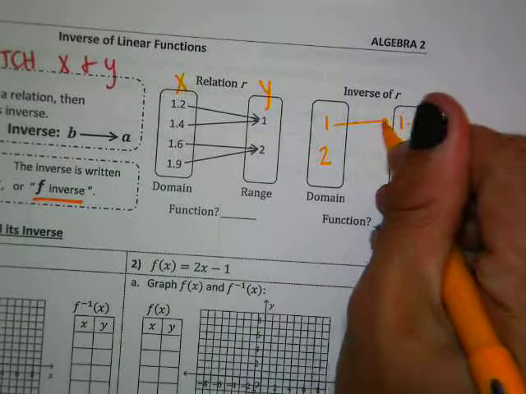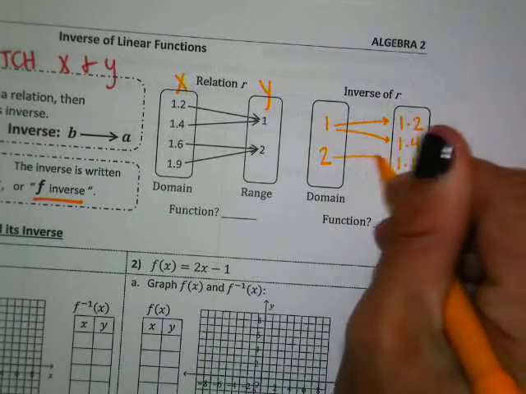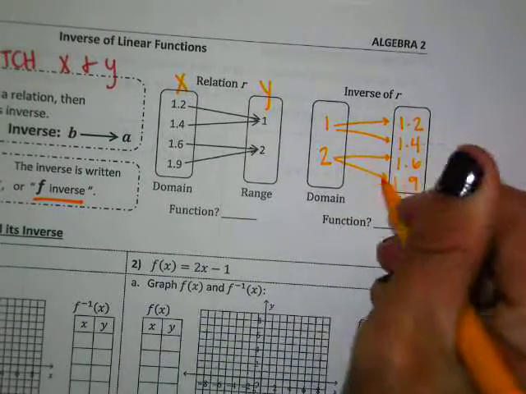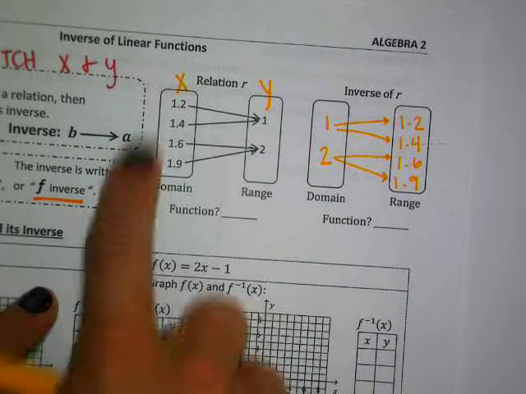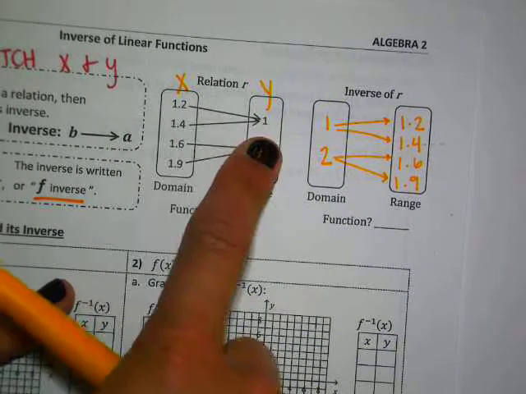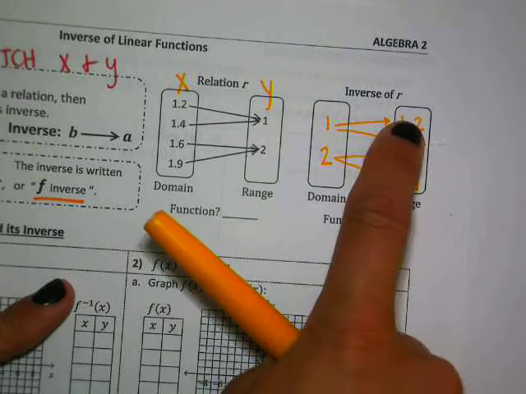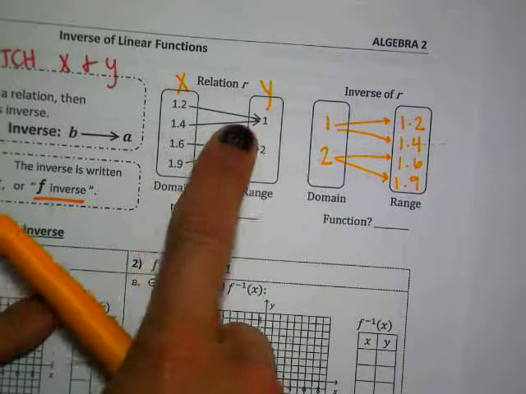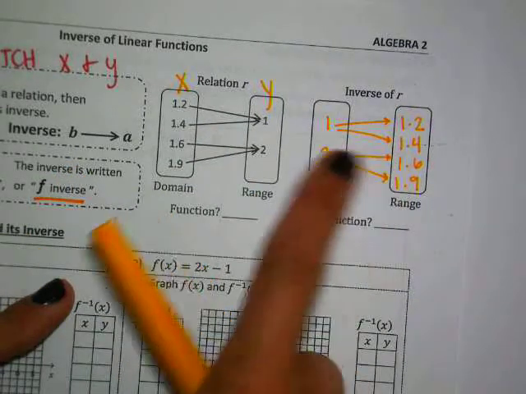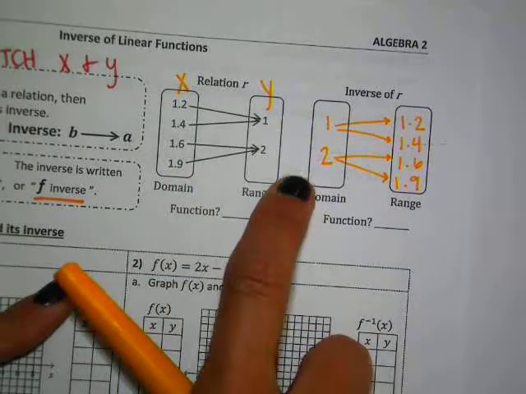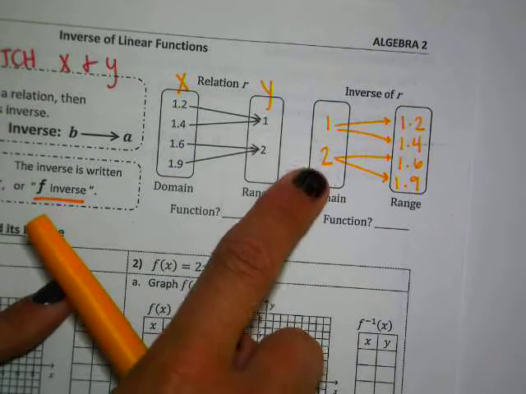And then we're going to draw our arrows. Do the arrows change too? No, they're still going to go to the same spots. Like 1.2 and 1, so 1 and 1.2. 1.4 and 1, so 1 and 1.4. 1.6 and 2, 2, 1.6, and 1.9 and 2, 2, 1.9.